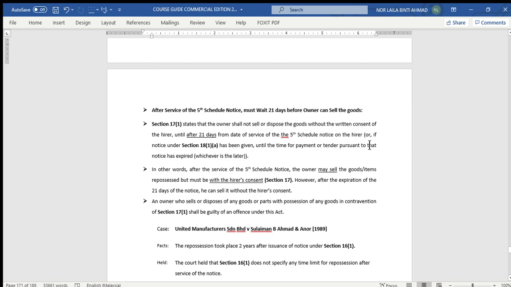However, if the notice under section 18 subsection 1A has been given until the time for payment or tender pursuant to that notice has expired. Okay, so maybe dia boleh sell. Okay, owner can sell the goods but must be with the hirer consent based on section 17. Okay, after the expirations of the 21 days, still no payments made by the hirer, okay, hirer still not resumes the positions, so he can sell it without the hirer's consent.